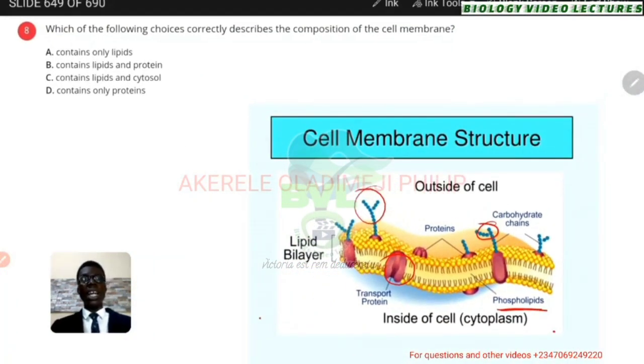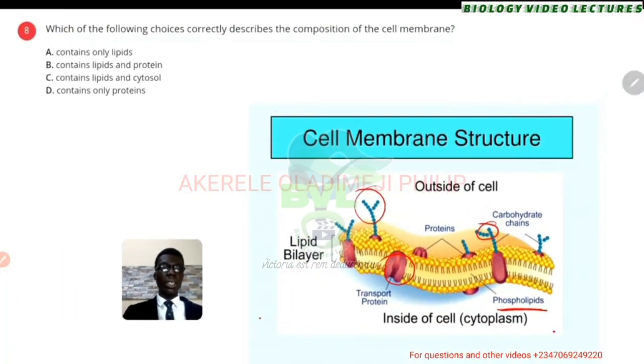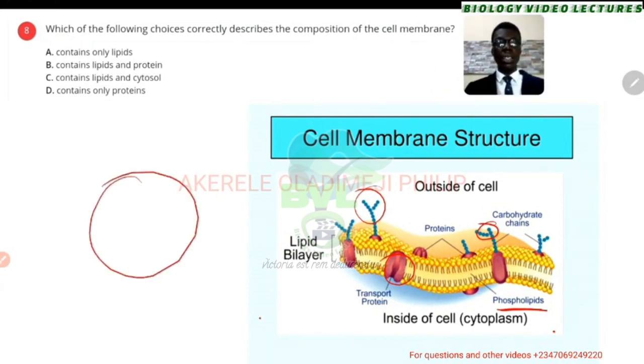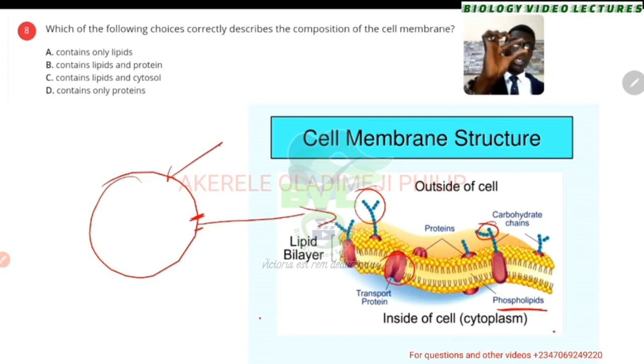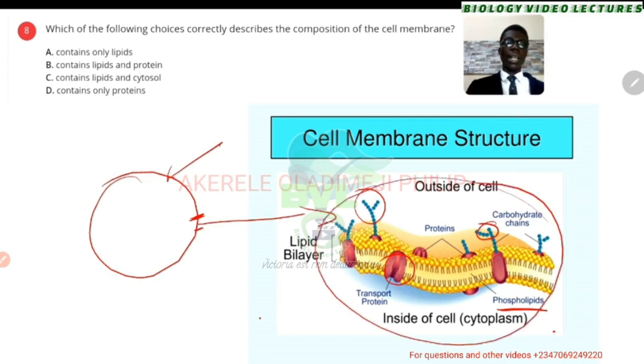Let me explain what I'm trying to do. Let's say this is a cell like this. This is the cell membrane, of course. So this thickness of cell membrane, if you bring that out, it will look like this. So that's what you're seeing here. That cell membrane, this is what it looks like. All right.